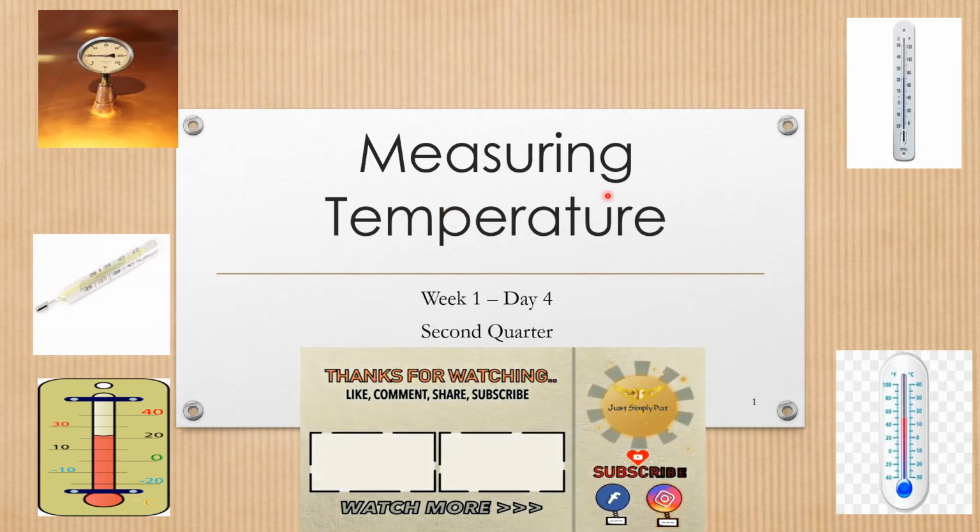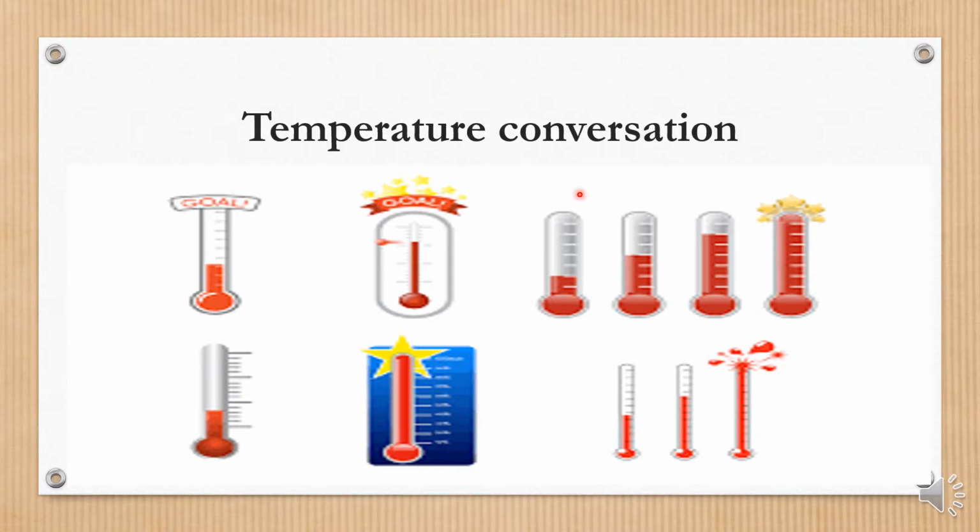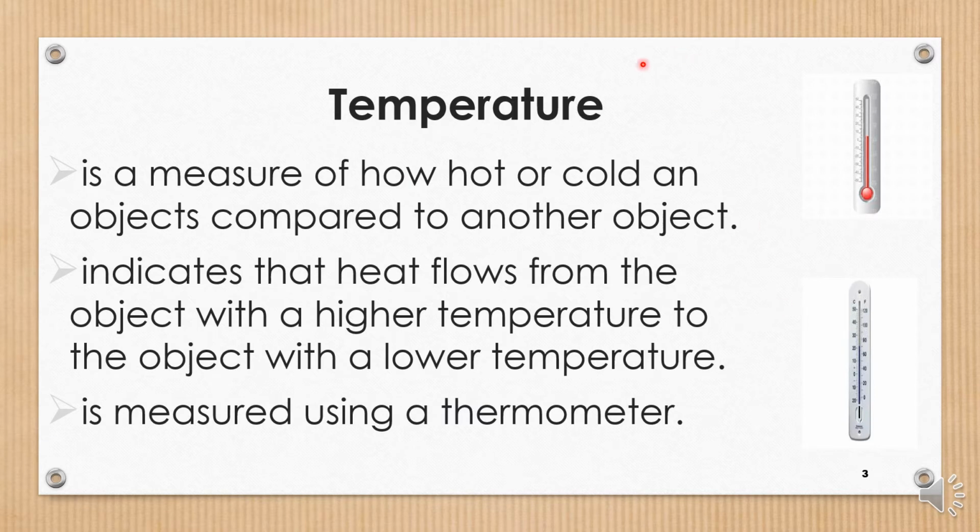Today, our lesson is about measuring temperature. This is for week 1, day 4 of the second quarter. Okay, we have the temperature conversion, with this picture of the different types of thermometers. What is temperature? Temperature is a measure of how hot or cold an object is compared to another object. It indicates that heat flows from the object with a higher temperature to the object with a lower temperature. It is measured using a thermometer.